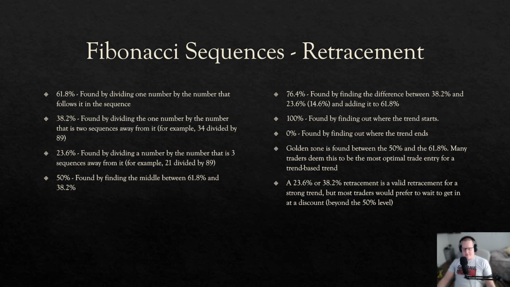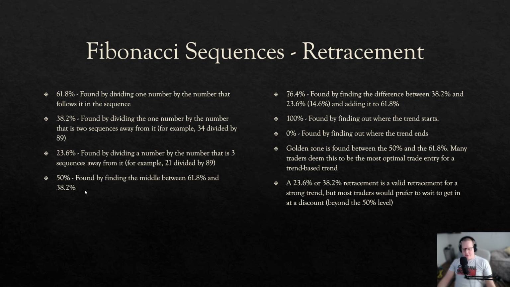So 61.8 is found by dividing one number by the number that follows it in the sequence. So for example, 55 divided by 89. 38.2 is found by dividing one number by the number that is 2 sequences away from it. So 34 divided by 89. 23.6 is the same thing, but 3 sequences away from it. So 21 divided by 89.